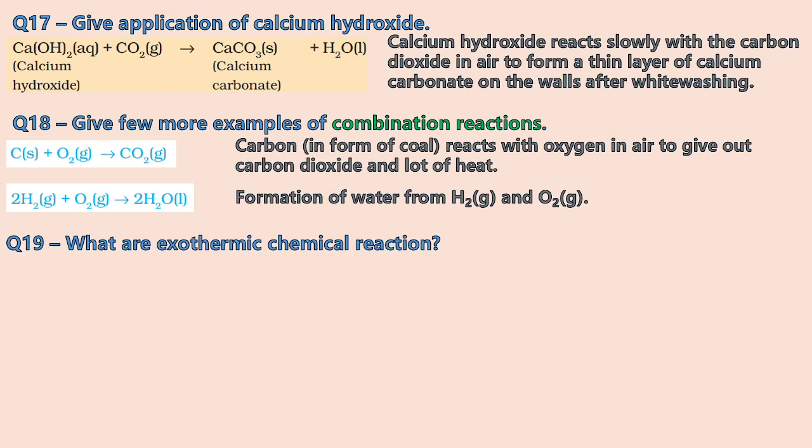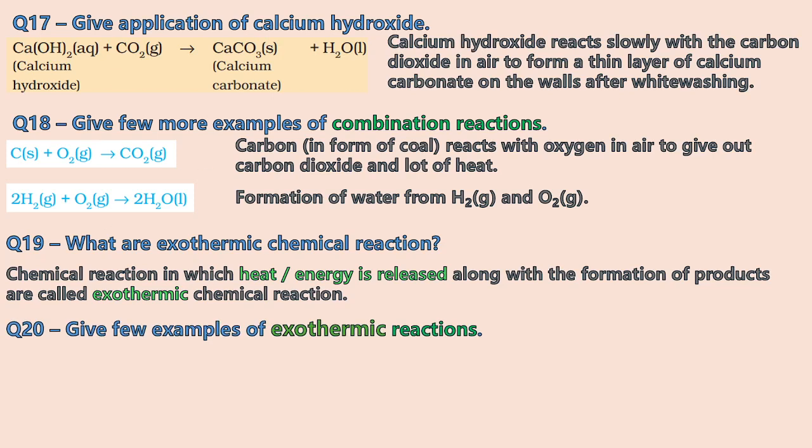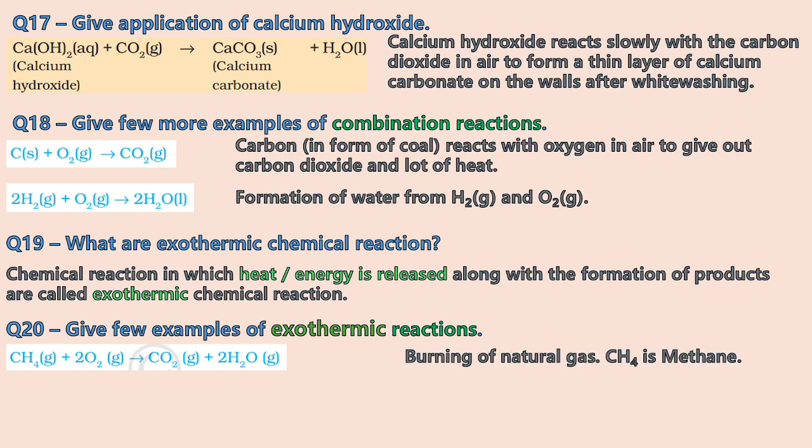What are exothermic chemical reactions? Chemical reactions in which heat or energy is released along with the formation of products are called exothermic. That's why it's called exo. Exo means it is getting released. Give a few examples of exothermic reactions. CH4 is a compound called methane, which is there in natural gas. When you burn this, it will react with oxygen in air to give you carbon dioxide and steam and a lot of heat.